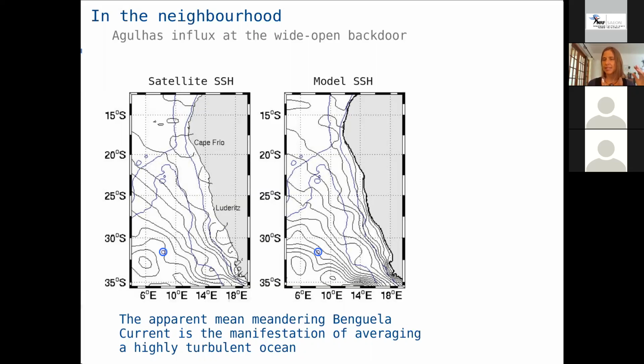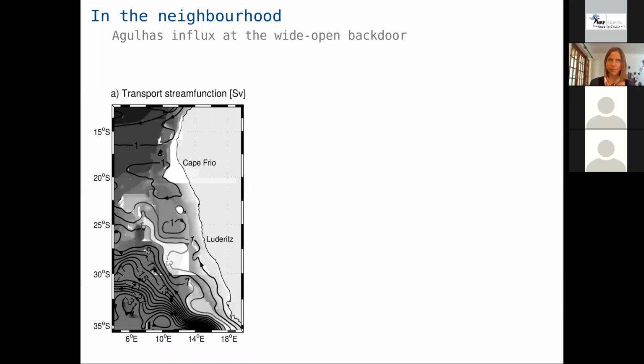What about the Benguela system at depth? So here is a plot of basically the volume flow of the Benguela system. What you do is you integrate the currents from the surface to the bottom, and you create these streamlines of flow. Each streamline represents a constant volume transport. And again, where those lines are close together, we have the most intense volume flow.